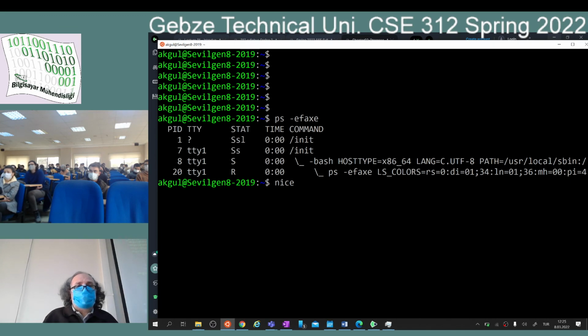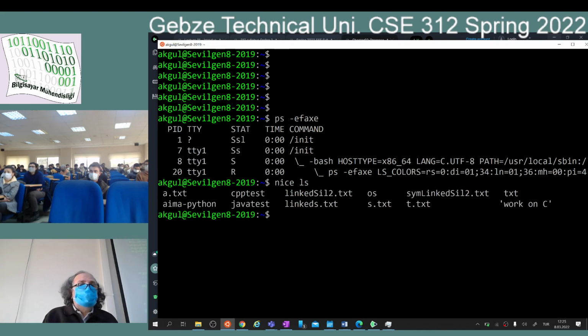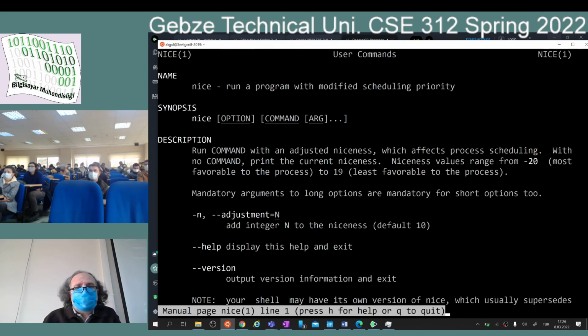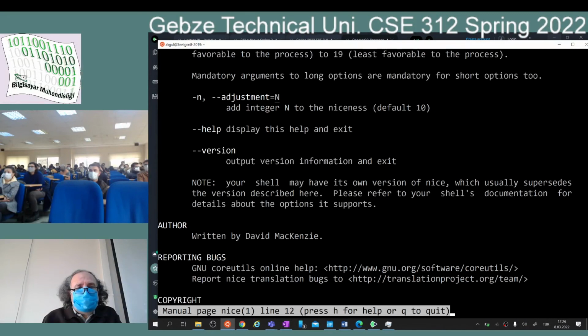Nice is a program in Unix to lower your priority. For example, when you say nice ls, it runs ls in a lower priority mode. So you become a nice process. When you say nice and nice ls, so run nice ls in nice mode, so it is even nicer. But I forgot the parameter for nice. You might prefer the other way of doing it.